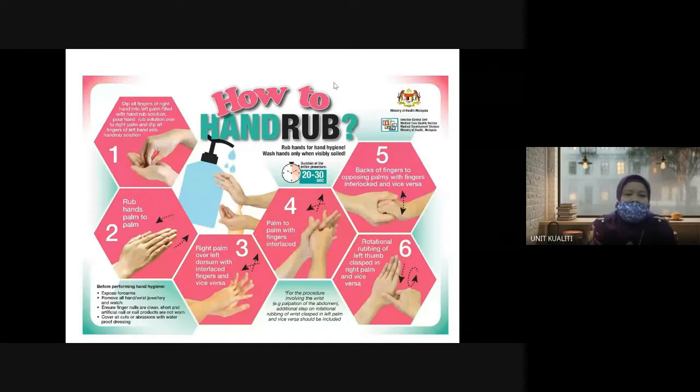Okay. The second is you must rub hand palm to palm vigorously. Kena kuat. And then step 3, you have to right palm over left dorsum with interlaced fingers and vice versa. Step 4, palm to palm with fingers interlaced. Step 5, backs of fingers to opposite palms with fingers interlocked and vice versa. And lastly, rotational rubbing of left thumb clasped in right palm and vice versa.